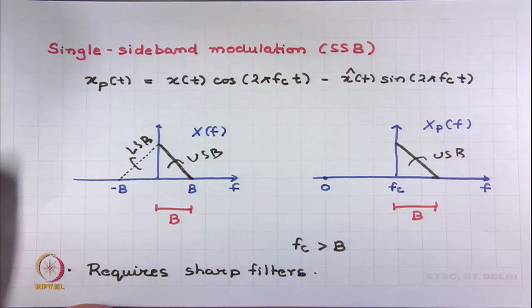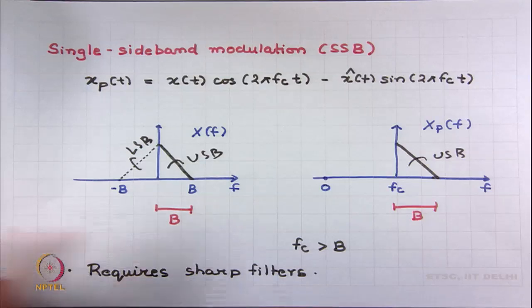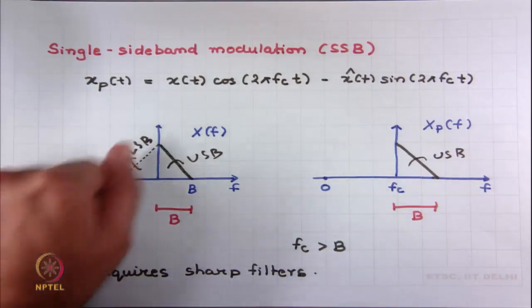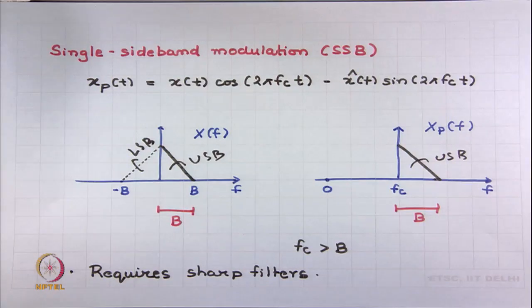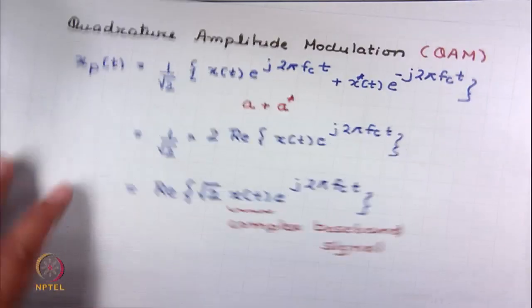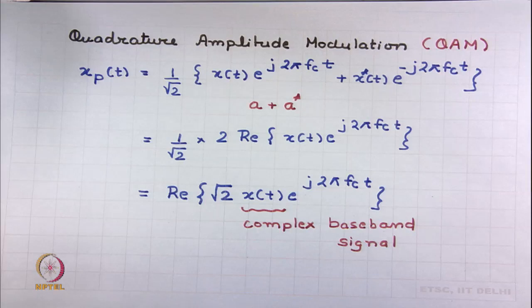Okay. We only have either lower or upper sideband, and this is the idea behind single sideband modulation. Why is it not useful? It is not useful a lot because it requires some sharp filters to clip off one of the sidebands, and that is why we do not use this single sideband modulation technique. Okay. Let us now move to quadrature amplitude modulation.